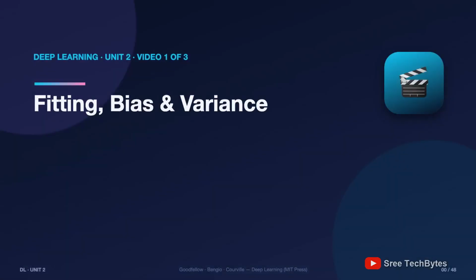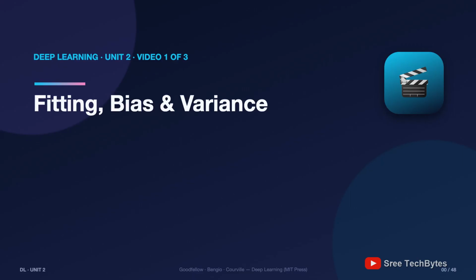Hello and welcome. This is video 1 of 3 for Deep Learning Unit 2. In this video we become model doctors, will diagnose the two great failure modes, overfitting and underfitting, learn the 6 standard cures, understand hyperparameters and validation sets, and master the bias-variance trade-off with the famous dartboard picture. We end with a quiz on the most common diagnosis in all of machine learning.